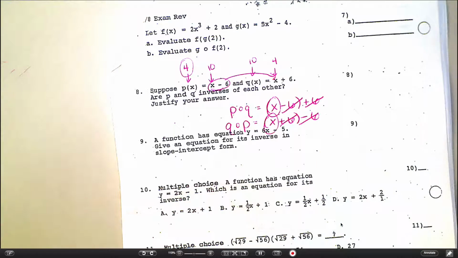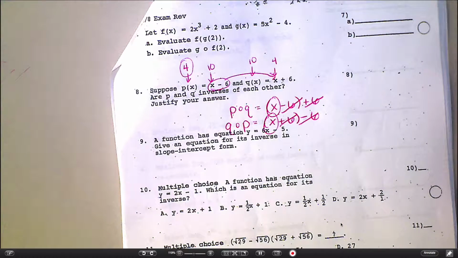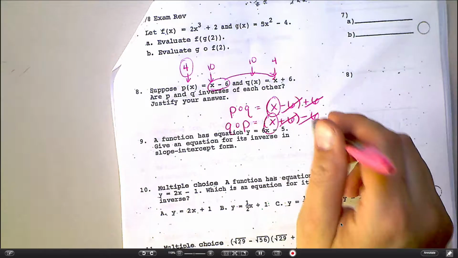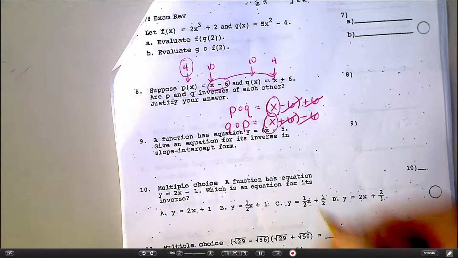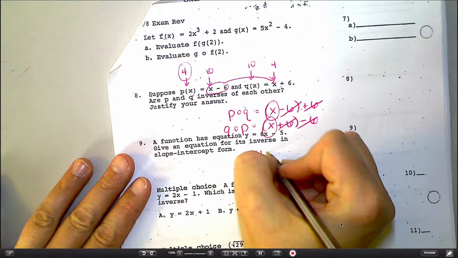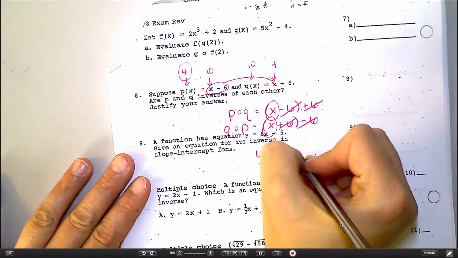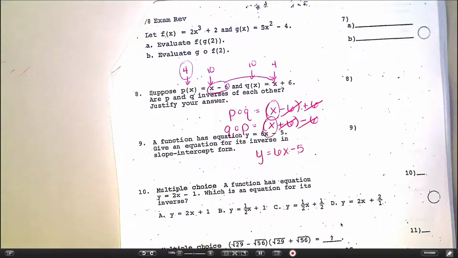So that's the official way to tell. But all those other methods are perfectly fine too. Those are all things that you know about inverses. But this is like the definition of an inverse. And then looking at number 9, I'll rewrite this down here. Y equals 6x minus 5. How do you turn something into an inverse?